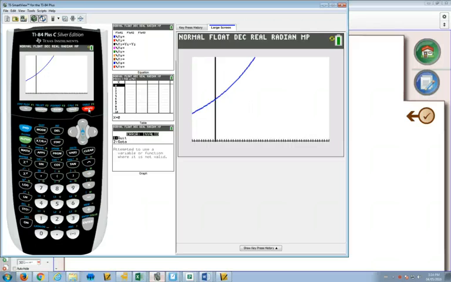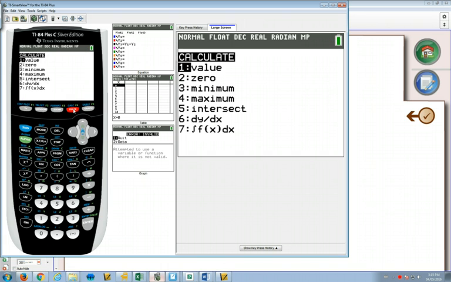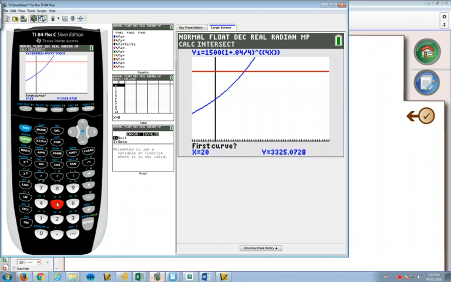So there's your money. Here you are starting with 1,500, and it's increasing because they're paying you interest. There's our 2,500. Where they intersect is the time when it's going to be worth $2,500. So if we go second, calculate, number 5 intersect, push enter 3 times, it comes out to 12.83 years.